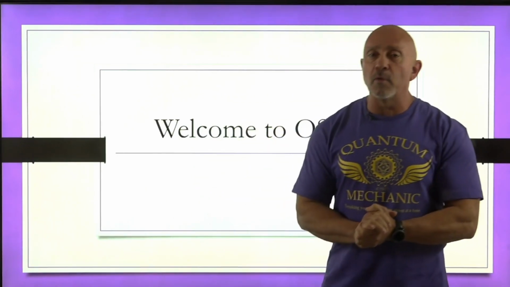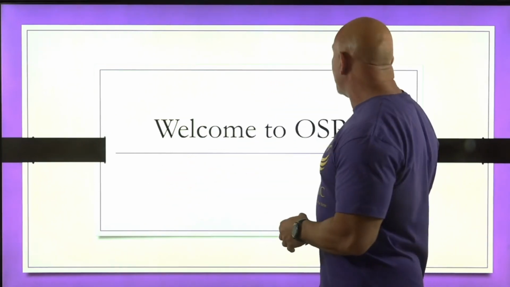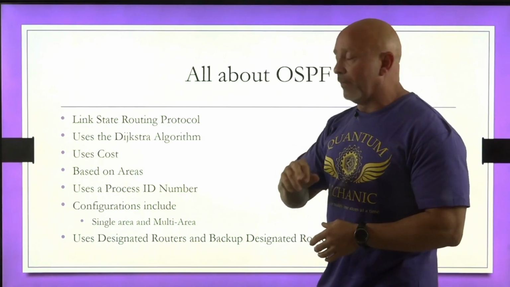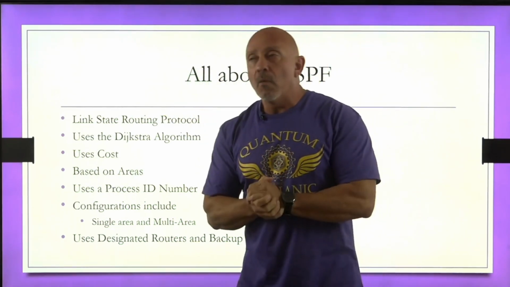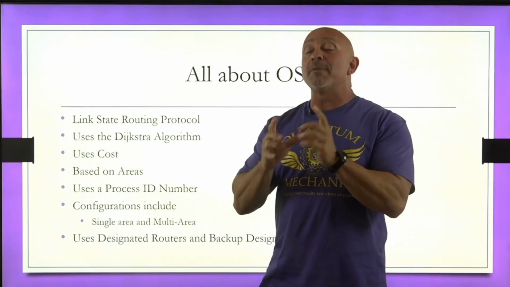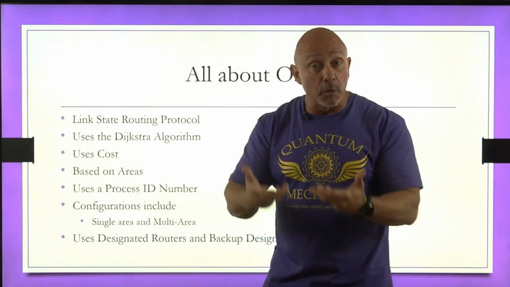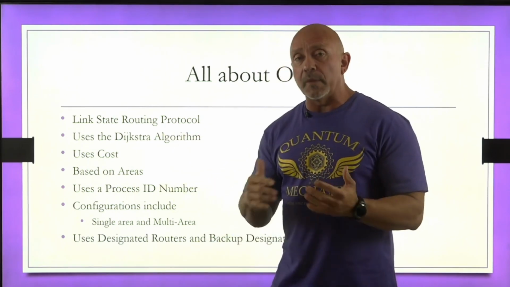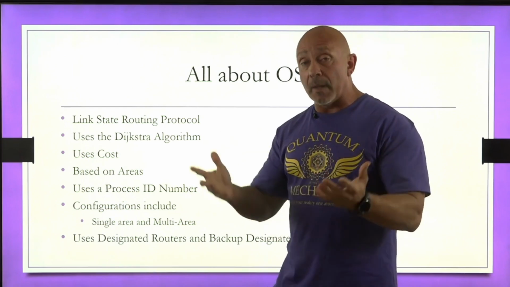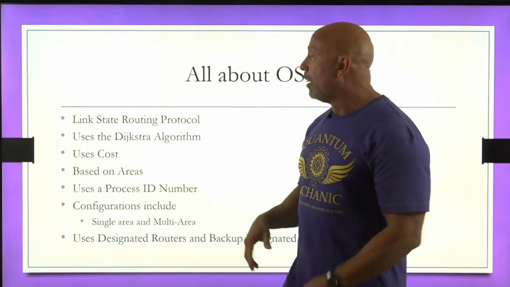OSPF, our third routing protocol. We've done RIP version 2, we've done EIGRP, both distance vector and advanced distance vector. Now we come to OSPF, a link state routing protocol. What does that mean? Remember that EIGRP was an advanced distance vector, but it had link state properties by creating those tables. Well, OSPF creates a neighbor table, has a topology table, has a database table. Obviously, every routing protocol has a routing table, okay?